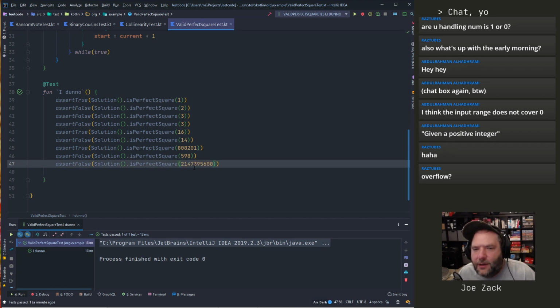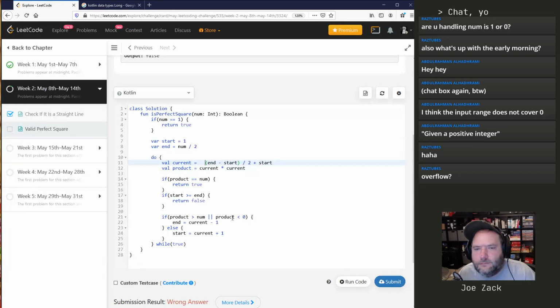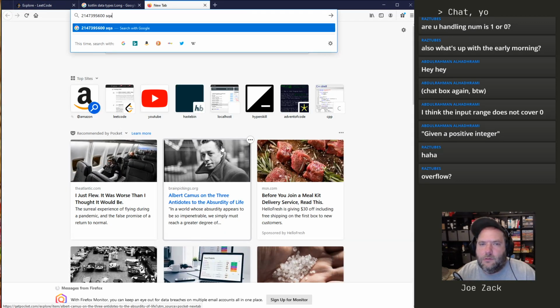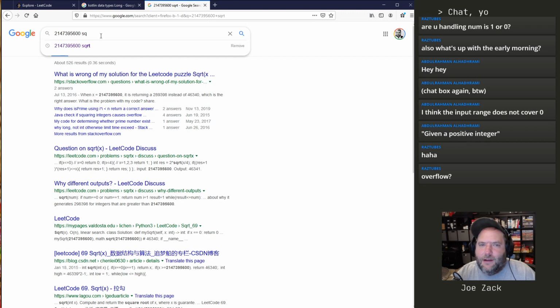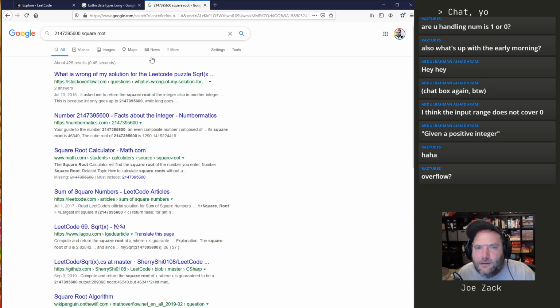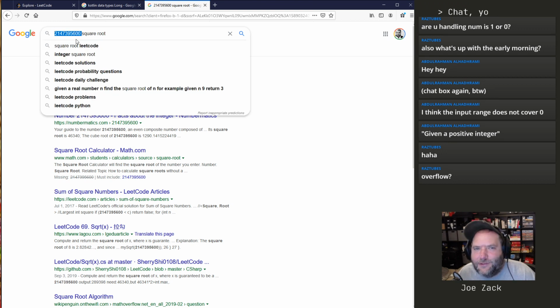This is an awfully big number. Square root. It's funny. Looks like there's something special about this number. I wasn't even trying to get LeetCode. This is funny, everyone's asking the same question.